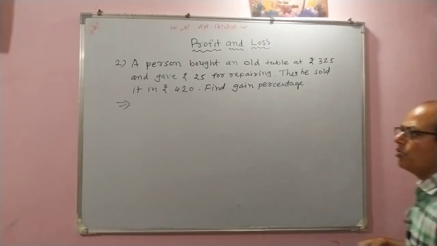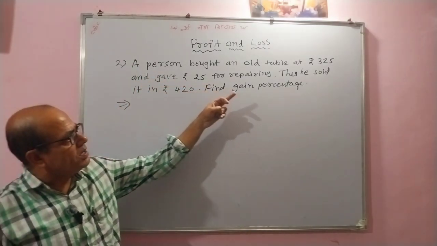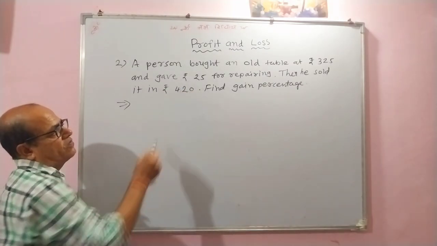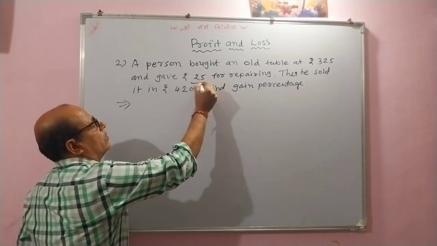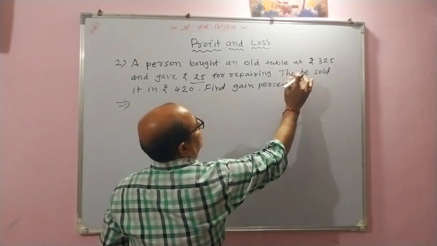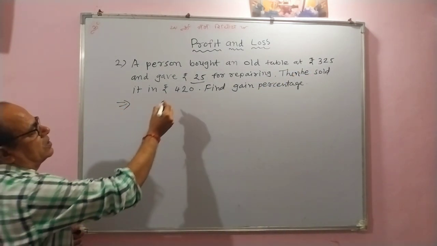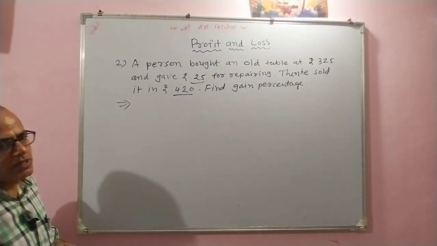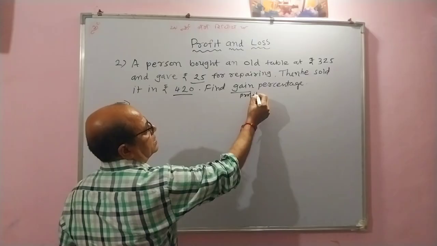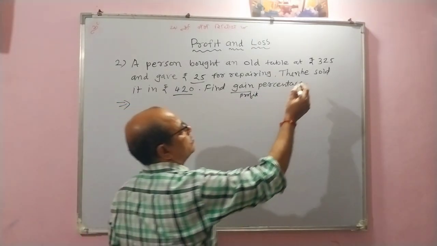Now see one more example. A person bought an old table at rupees 325 and gave rupees 25 for repairing. Then he sold it in rupees 420. Find the gain percentage. Gain and profit both are same. You can say gain, you can say profit, you can say benefit. These are the similar words.